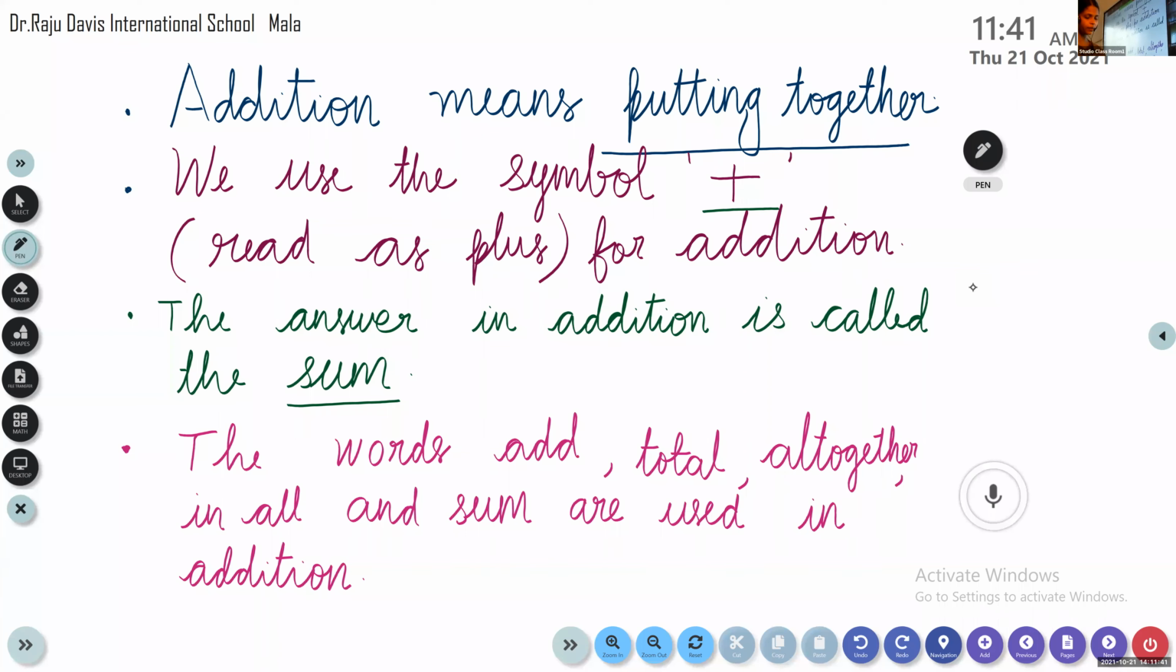The words add, total, all together, in all, and sum are used in addition. Elhana, please unmute and read.